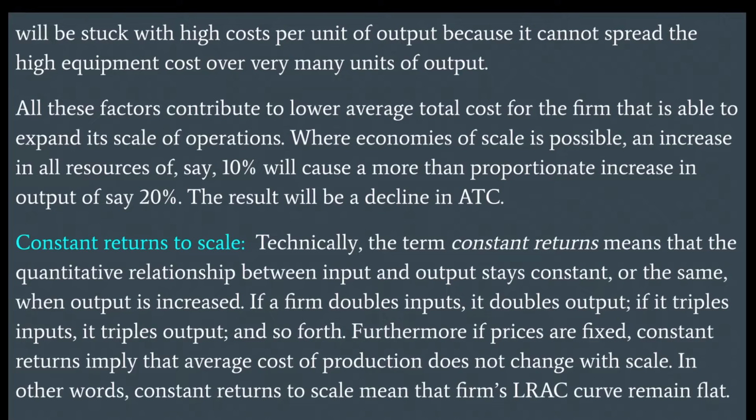Where economies of scale are possible, an increase in all resources of, say, 10% will cause a more than proportionate increase in output of, say, 20%. The result will be a decline in ATC.